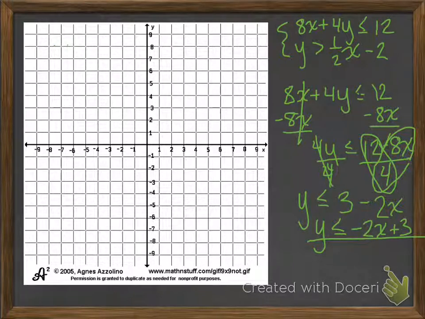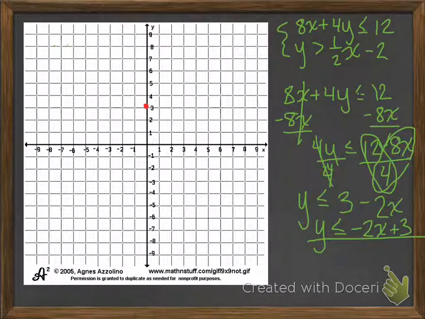So we need to go ahead and plot that. So we put the point at 0, 3, and then the next thing is to decide whether or not we need a dotted or dashed line or a solid line. So we look at that inequality symbol, it's less than or equal to, so we need a solid line.